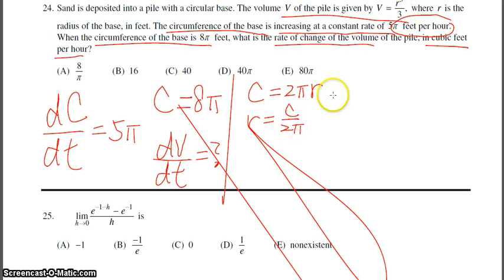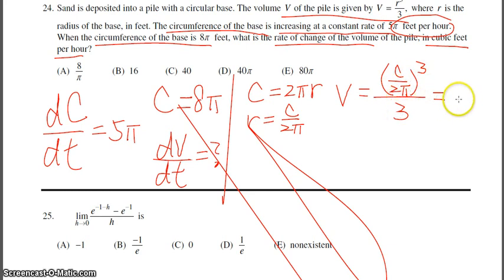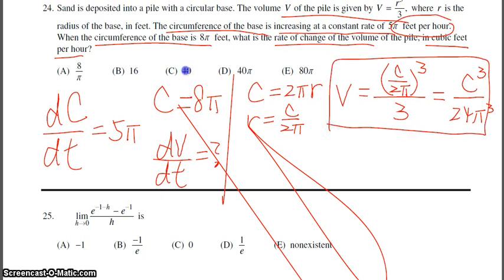Well, let's plug it into that formula. V is r, which is C over 2 pi, to the power of 3, the whole thing, over 3. And now expand it. 2 to the power of 3 is 8. 8 divided by 3, right? Put it in the bottom. So 24. Pi to the power of 3 is pi^3. That's quite weird, but you do that. So this is my V formula in terms of C. So this is your primary equation.